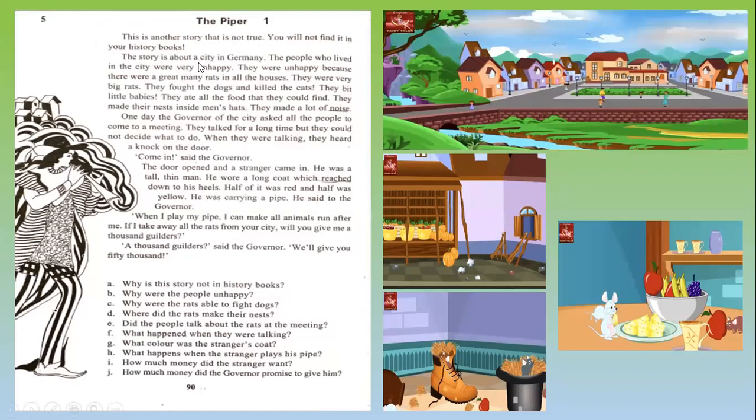This story is about a city in Germany. The people who lived in the city were very unhappy. They were unhappy because there were a great many rats in all the houses. They fought the dogs and killed the cats. They bit little babies. They ate all the food that they could find. Like you can see here, the rats eat the foods.